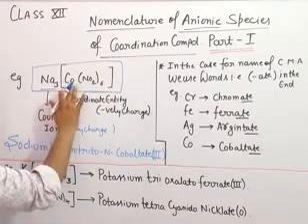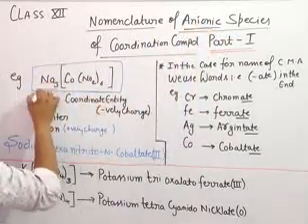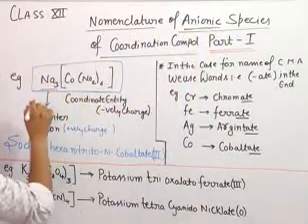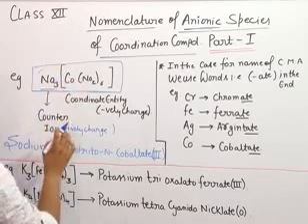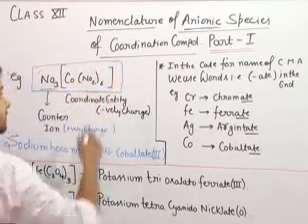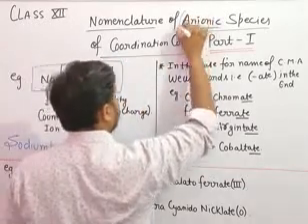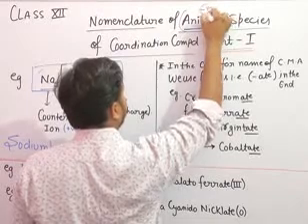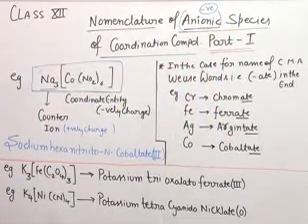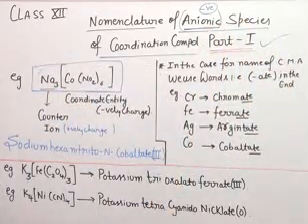Such kind of coordination compound is known as an anionic species, in which, when we remove this Na3, that is the sodium ion, from this coordination compound, the coordinate entity will acquire a negative charge. So that's why this is having a negative charge, and this is called the anionic species of coordination compound. This is part 1 of the lecture for anionic species.